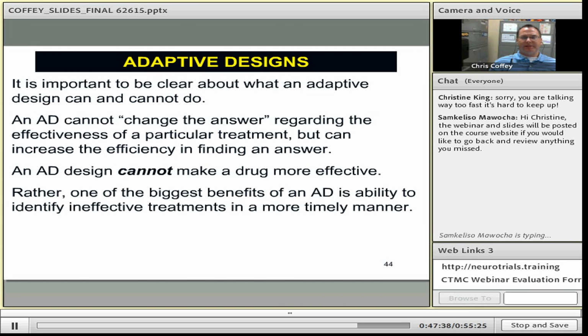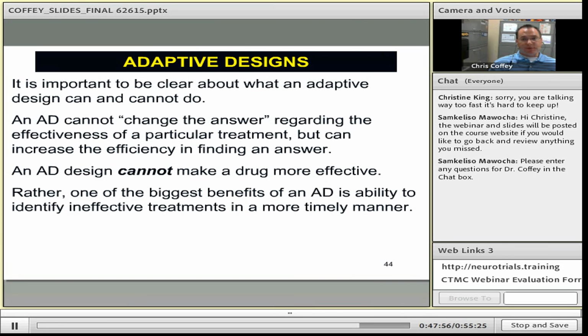But I've seen this when adaptive designs are presented. Often there's a misperception that this is the design that's going to finally bring an effective treatment to a disease area that has maybe had none. The design can't do that. The treatment has to work or not work on its own. The adaptive design is not going to address that.